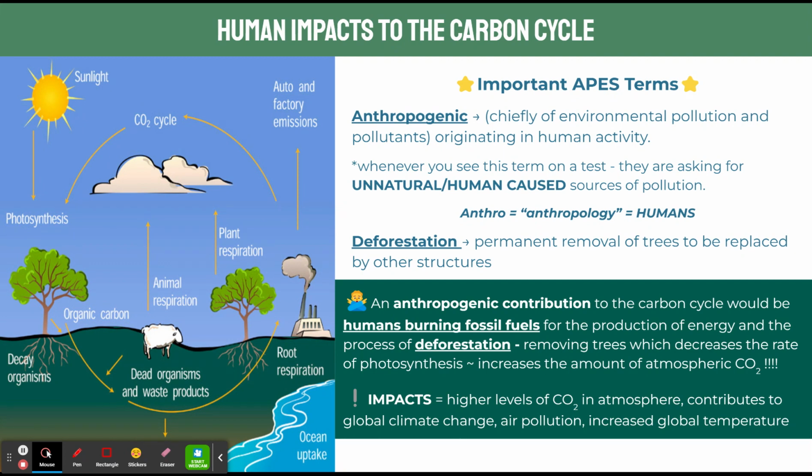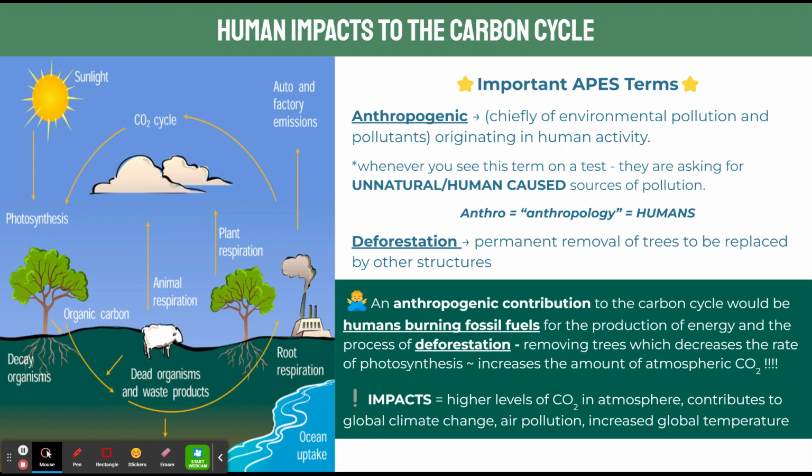So this is just a review of everything we talked about. This is the human impact on the carbon cycle. I've been saying and saying the burning of fossil fuels is the biggest impact on the carbon cycle. However, another thing you can discuss on the AP exam is deforestation. That's the permanent removal of trees to be replaced by other man-made structures.